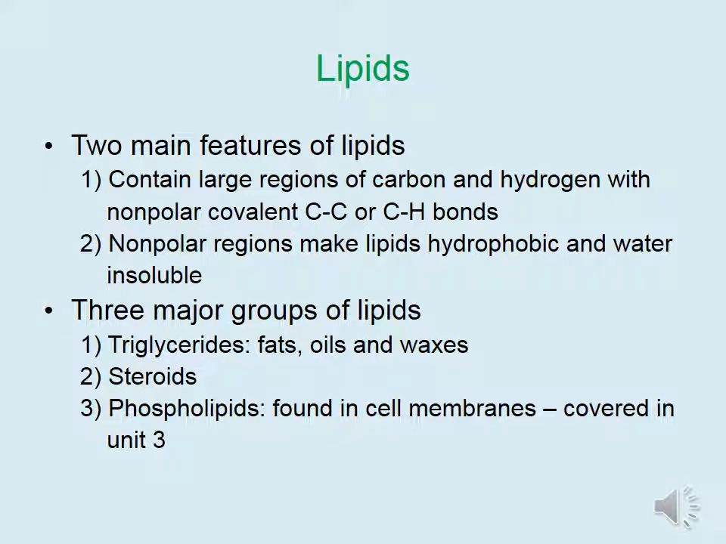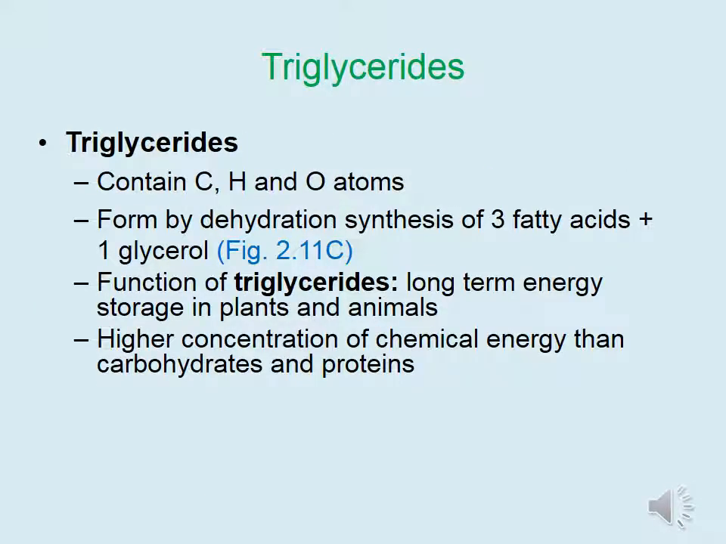There are three major groups of lipids to discuss. First, triglycerides, which consist of fats, oils, and waxes. Next, steroids, and finally, phospholipids, which are found in cell membranes. We will not be covering phospholipids in this unit, but we'll save those for the next unit. First, we discuss triglycerides that contain carbon, hydrogen, and oxygen atoms.